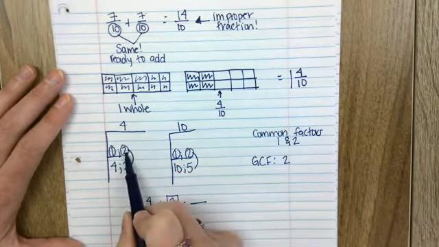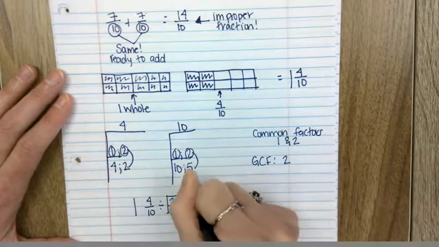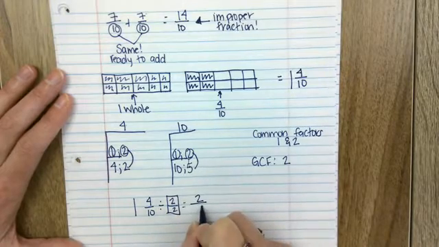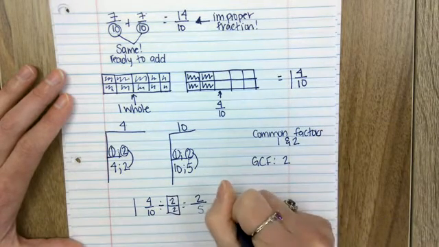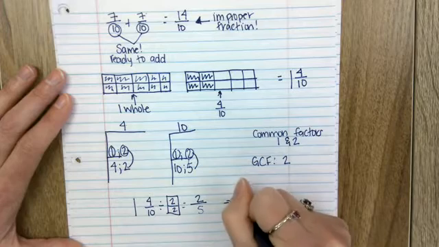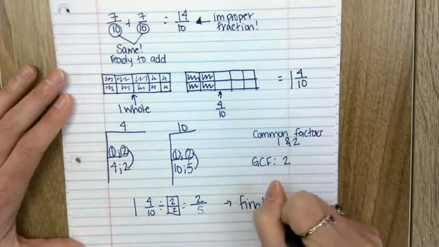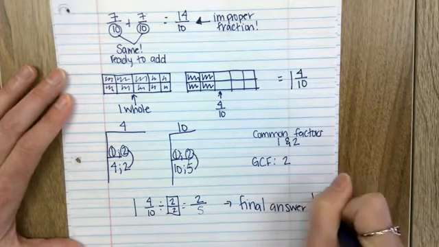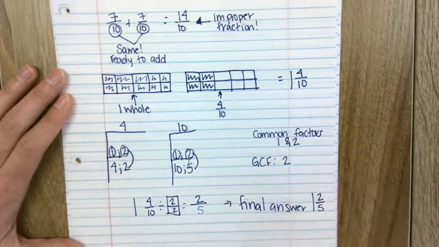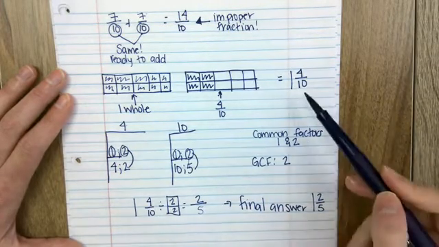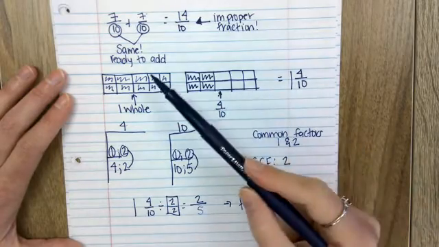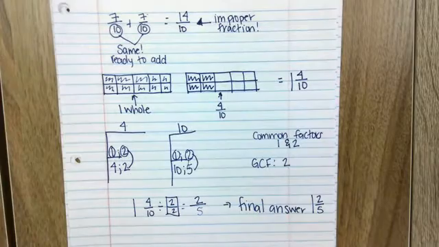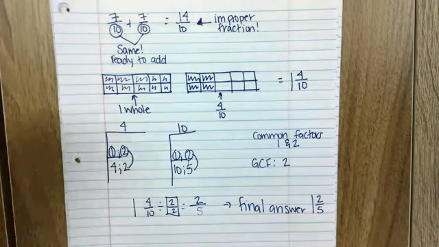4 divided by 2 equals 2, and 10 divided by 2 equals 5. So my final answer for this problem would be 1 and 2/5, because 1 and 2/5 is equivalent to 1 and 4/10, which is equivalent to 14/10. Whew, there's a lot of work that went into that problem.